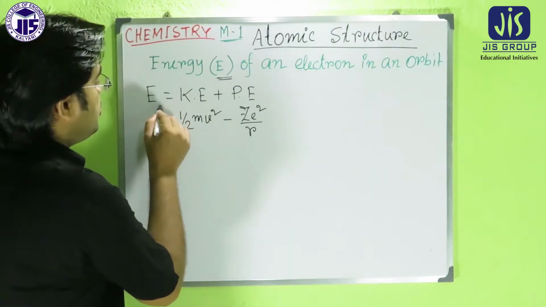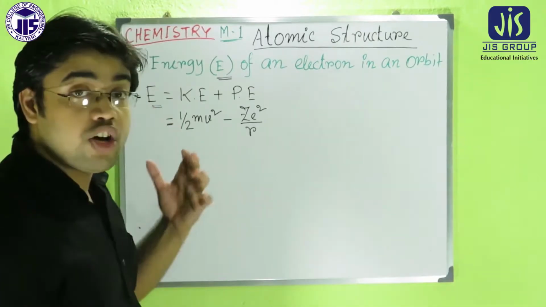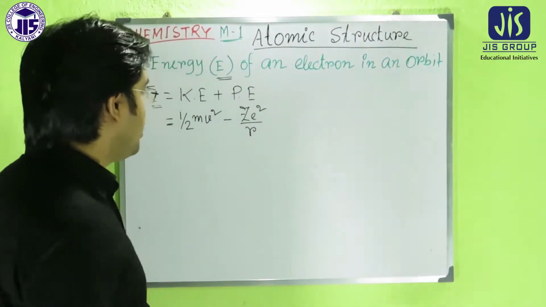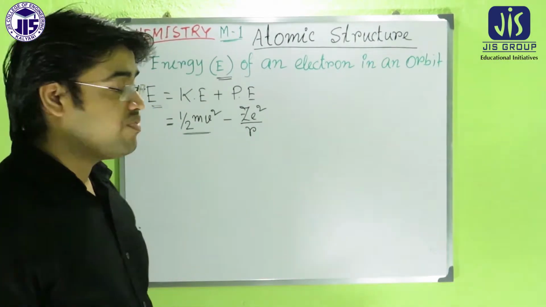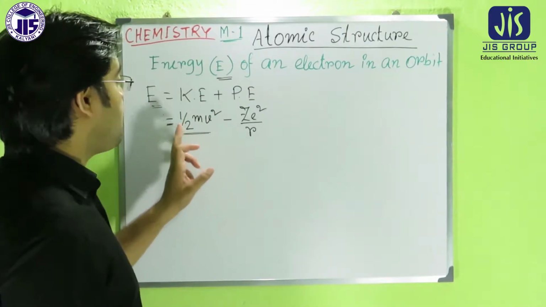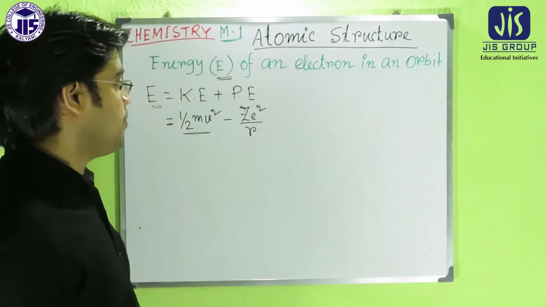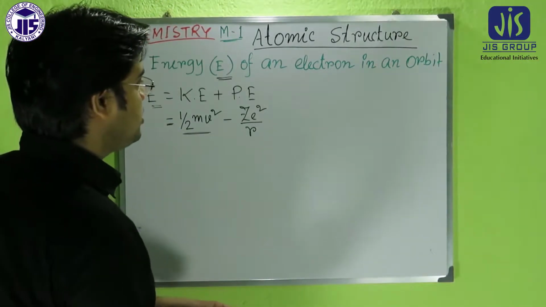You know, energy here is the summation of kinetic energy plus potential energy. Now kinetic energy, we all know very well, equals half mv square. Now potential energy equals Z e square by r. How is that possible? How can we determine the potential energy?